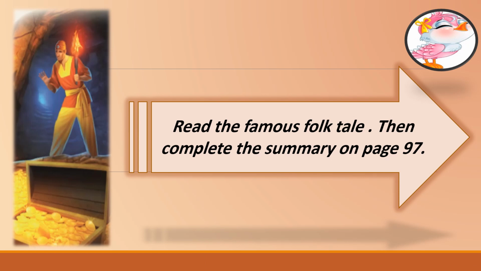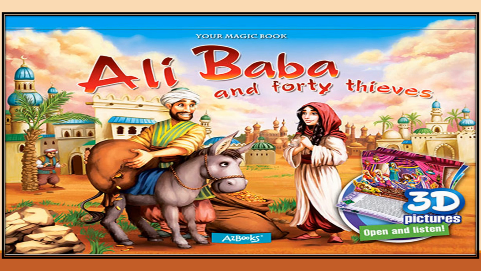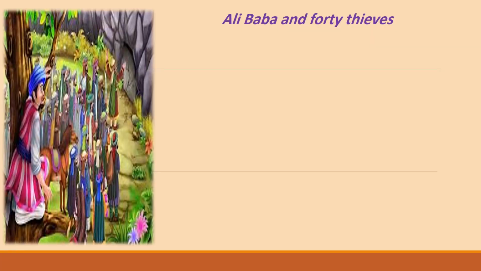Let's read the famous folktale then complete the summary on page 97. دعونا نقرأ القصة الفلكلورية الشهيرة ثم بعد ذلك نكمل الملخص في صفحة 97. Our famous folktale is Ali Baba and 40 Thieves. قصتنا الفلكلورية الشهيرة هي علي بابا والأربعين حرامي. I think all of you read it before. Let's read the famous folktale Ali Baba and 40 Thieves.